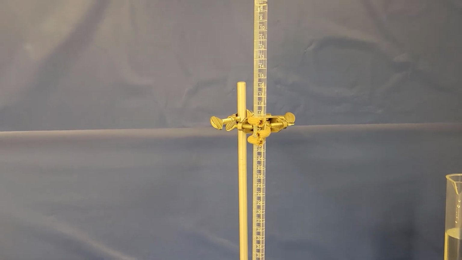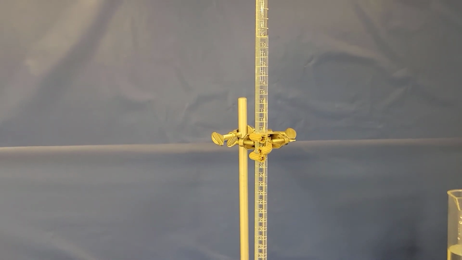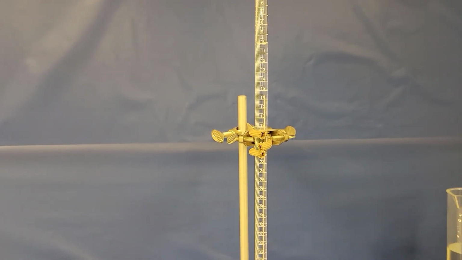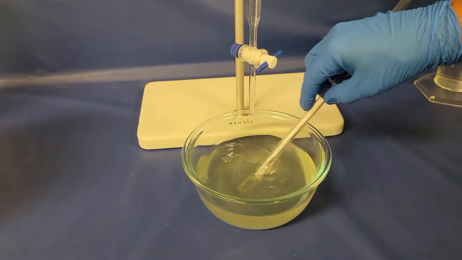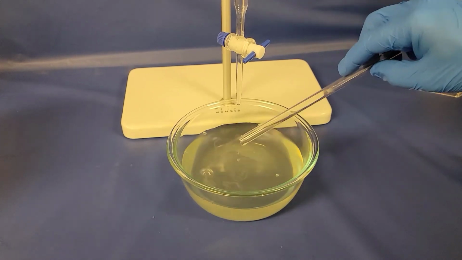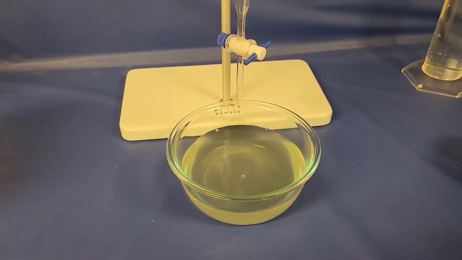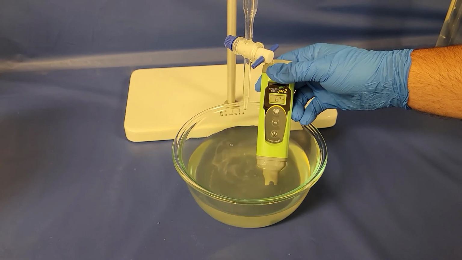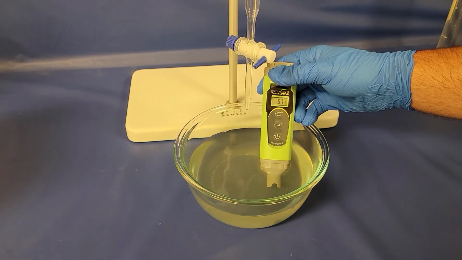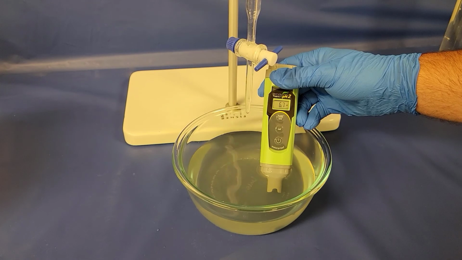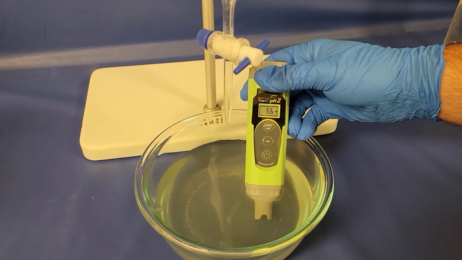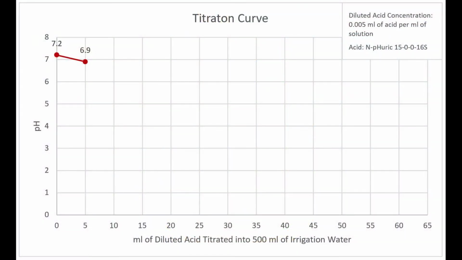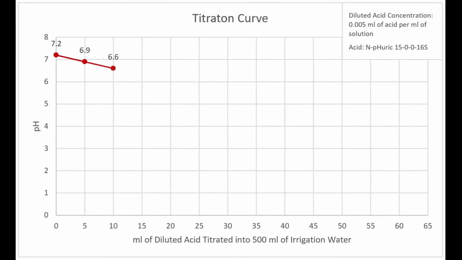All right, so let's add 5 more milliliters to our irrigation water, for a total of 10 milliliters of solution in our 500 milliliters of irrigation water. So there we are at 10. We'll stir it up again and take our reading. Looks like now our pH is 6.6. Now with 10 milliliters of our acid solution added to our irrigation water, we have a pH of 6.6.